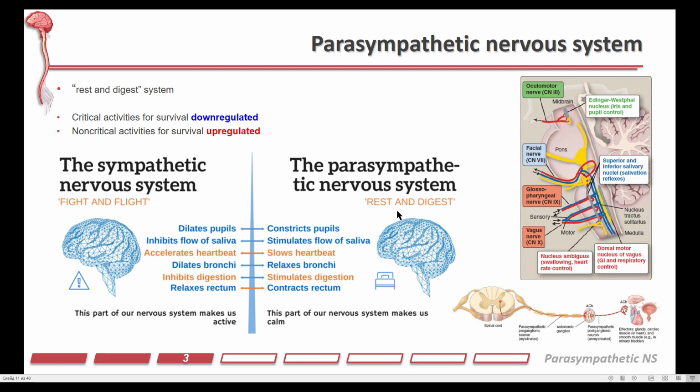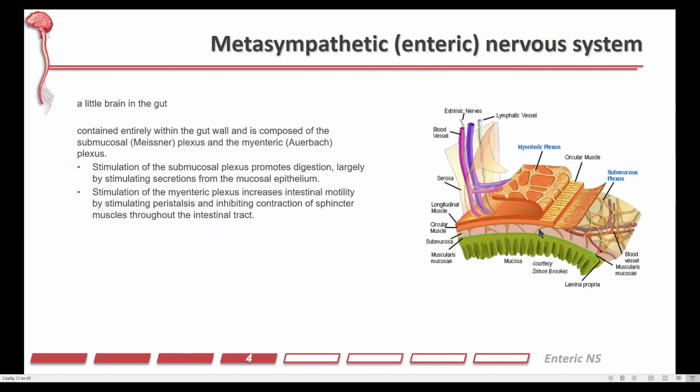And another case when it's activated is during rest. And as you know, at rest, all of the activities will be slowed down, like the heart rate decreases, the respiratory rate decreases, metabolic processes slow down. So this is the parasympathetic nervous system.